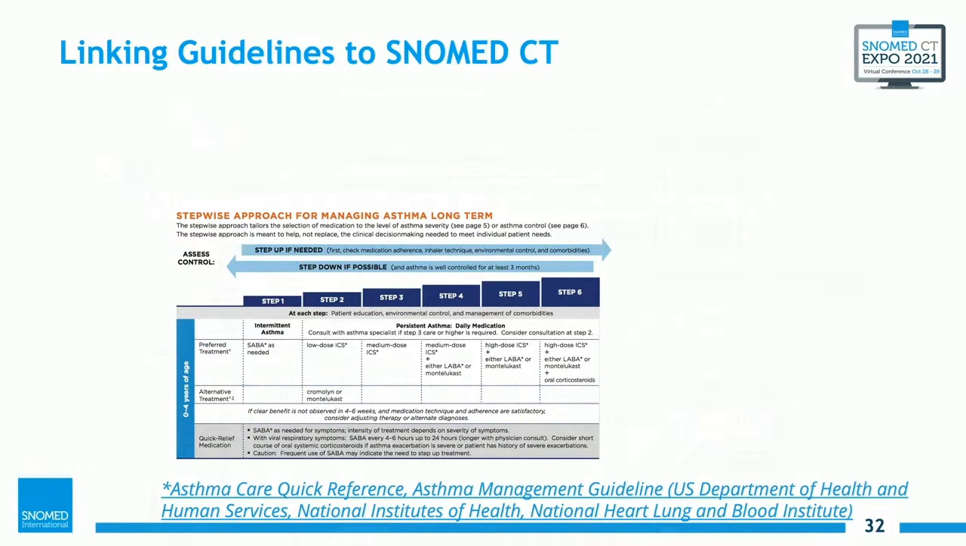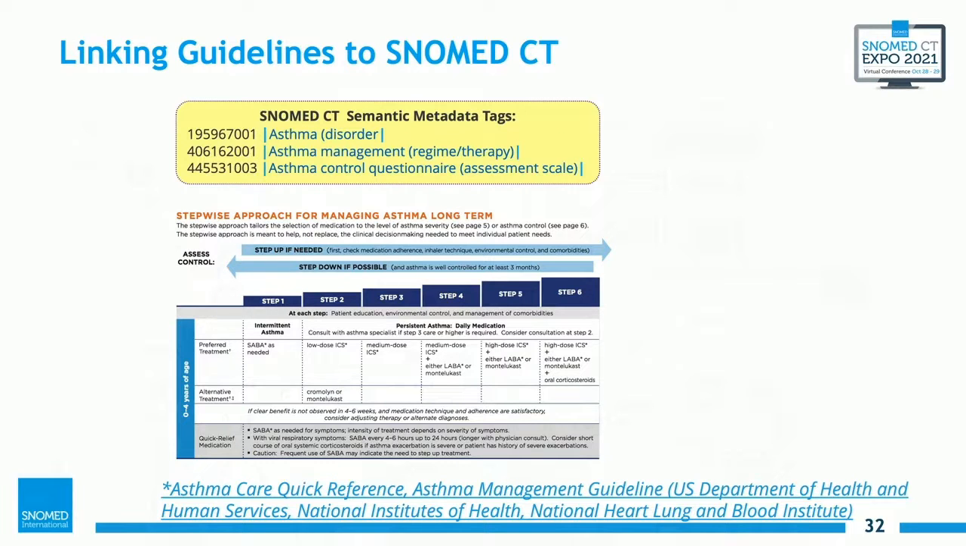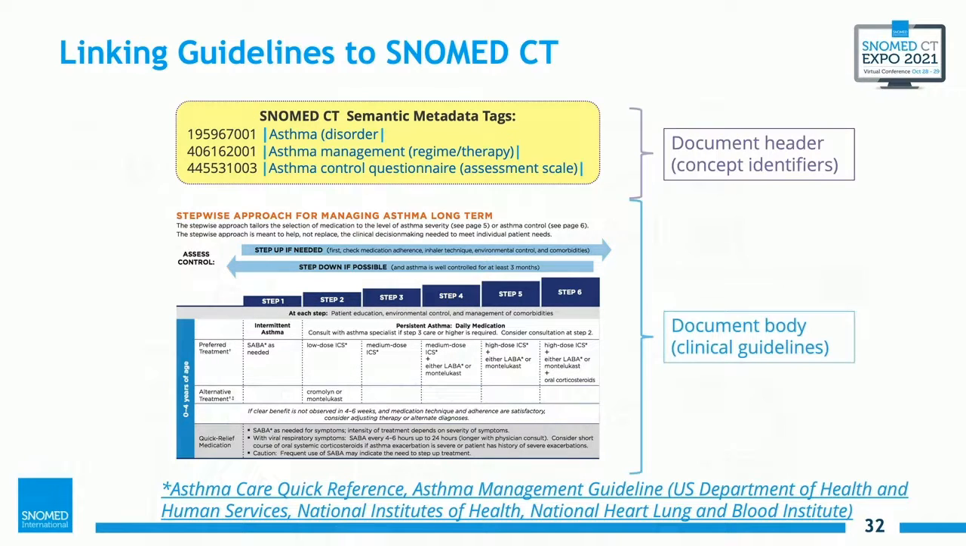SNOMED CT concepts can be applied to clinical guidelines as semantic metadata tags to indicate that the guidelines are relevant to particular clinical situations. For example, we might apply a tag which says this guideline is relevant for diagnosis of asthma, the disease, or an asthma management regime, or an asthma control questionnaire. And we can think of the tagged clinical guideline as a document, with the guidelines themselves appearing in the body of the document, and the concept identifiers appearing in the document header as metadata.